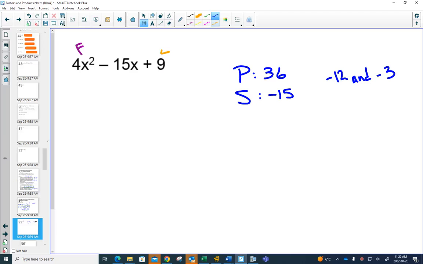I love saying the first number that comes to your head for product, add them up, check. Because finding an answer that doesn't work usually leads you to the answer that does work. So now we would rewrite 4x squared minus 12x minus 3x plus 9. And so what we've done is we have rewritten the minus 15 with minus 12x and minus 3x. Still equal the same thing. Awesome.